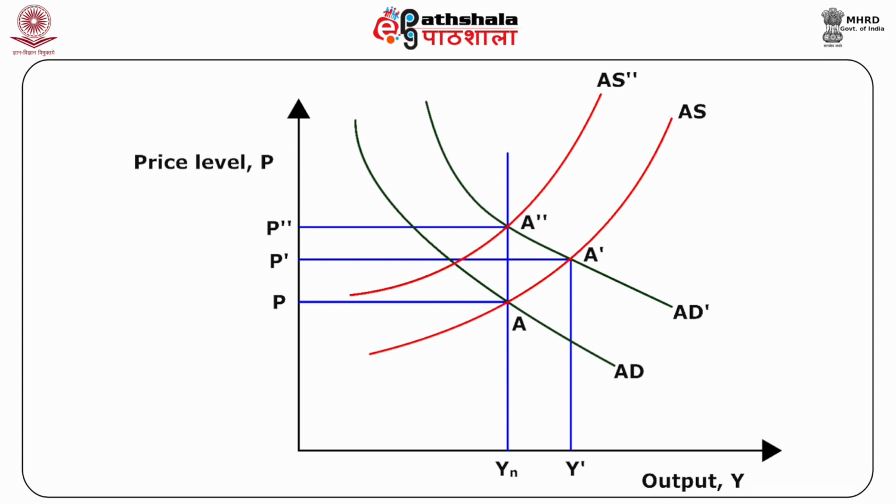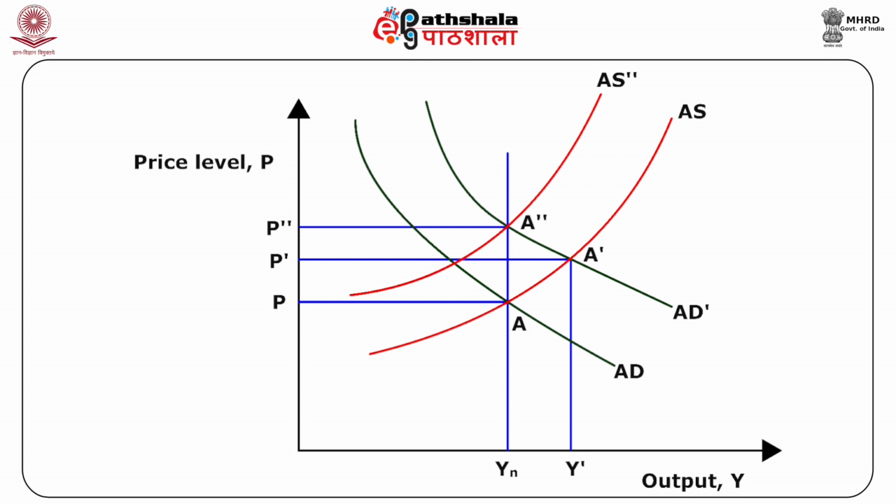Recall that the aggregate demand equation is given by Y = Y(M/P, G, T), where G stands for the government spending, T stands for taxes. From the above equation, it can be seen that an increase in real money supply would lead to an increase in output in the short run.